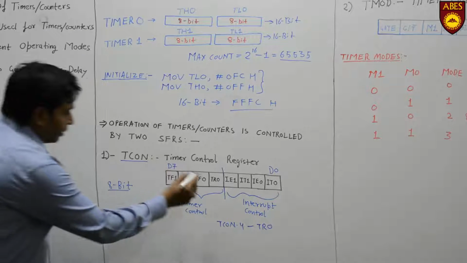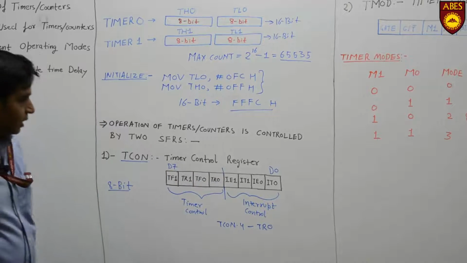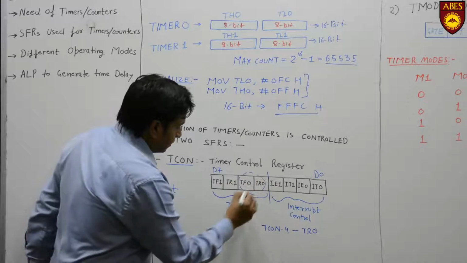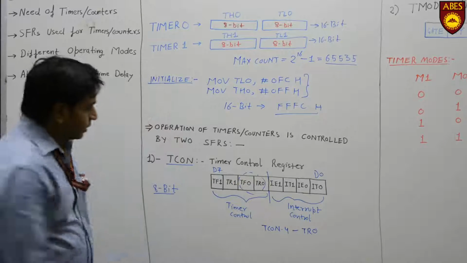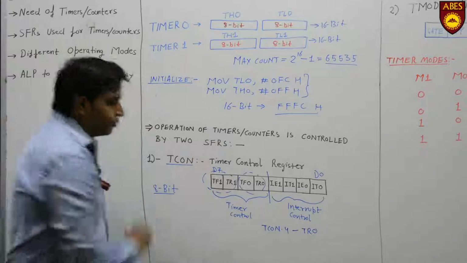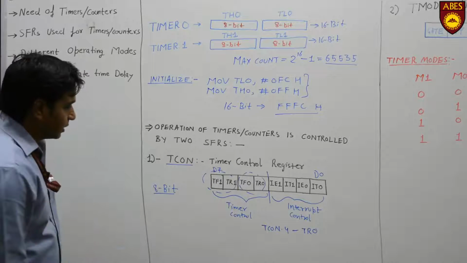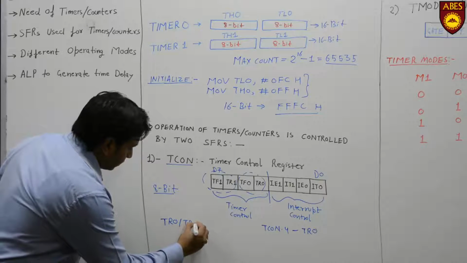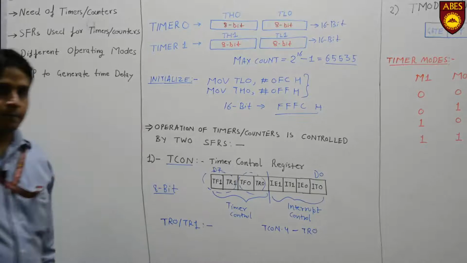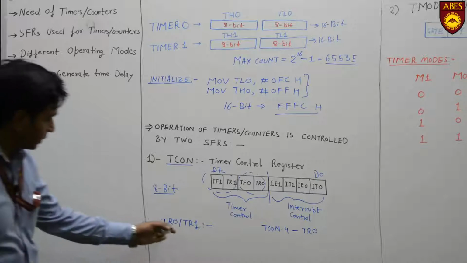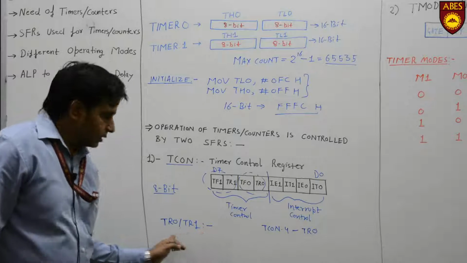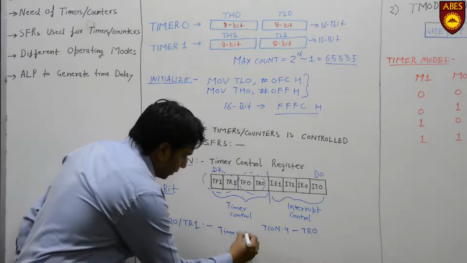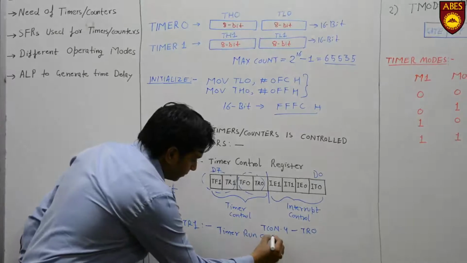Now we will see what is the meaning of these TR and TF bits. Again, in these 4 bits, the lower 2 bits are used for timer 0 and the remaining 2 bits are used for timer 1. So we will see what is the function of these bits. If I see TR0 or TR1, the TR bit has the same function for timer 0 or timer 1. So it is the same function. The TR stands for the timer run control bit.